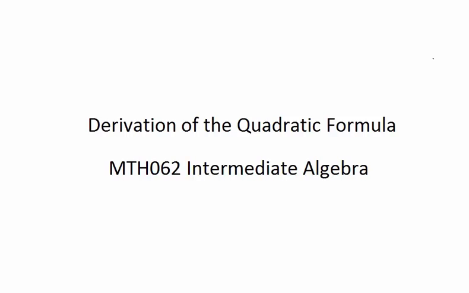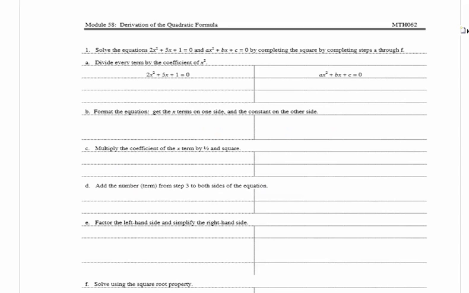In this video, we're going to look at the derivation of the quadratic formula. In 1, it says solve the equations 2x squared plus 5x plus 1 is equal to 0 and ax squared plus bx plus c is equal to 0 by completing steps a through f. In A, it says divide every term by the coefficient of x squared.